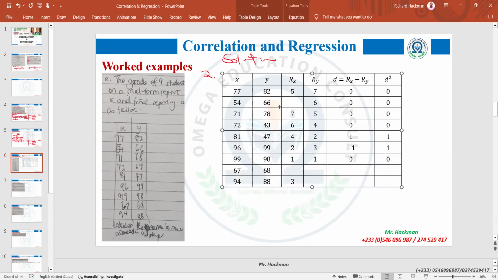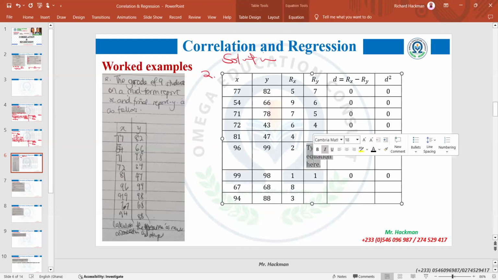Then we are left with 2 more. 67 will be 8. Then 54 will be 9. So 9 pairs of the observation. So now let's go to that of the Y. We have 99 here, and that will be assigned 1. So this becomes 1.